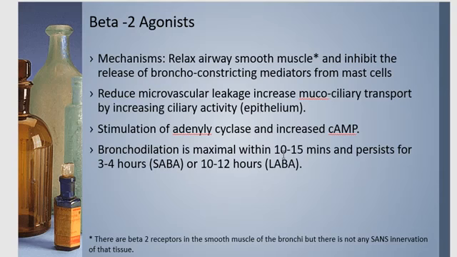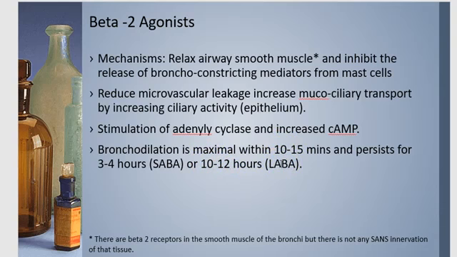So just to summarize, the beta-2 agonists mechanistically essentially relax the smooth muscle that surrounds the bronchi. And they're also responsible for releasing some of these bronchoconstricting mediators that are coming from mast cells. Also, you'll see a reduction in microvascular leakage, and you'll see mechanistically the stimulation of adenyl cyclase and increased concentrations of cyclic AMP. We'll talk about this mechanism in much more detail in the upcoming lectures, but essentially what happens is that there's a maximal bronchodilation that occurs within about 10 or 15 minutes and persists for anywhere from 3 to 4 hours for the short-acting beta agonists. SABAs are short-acting beta agonists, or 10 to 12 hours, and those are the long-acting beta agonists.